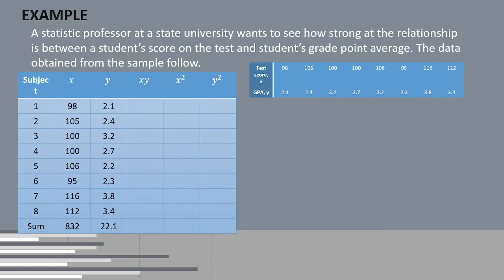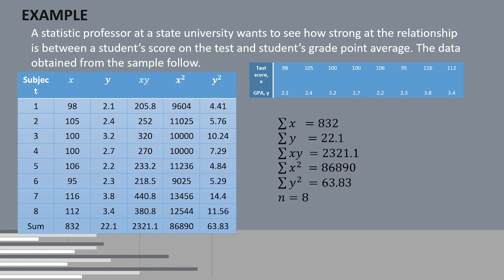This is also the example of our first subtopic for this chapter. The computed xy is this, x squared is this, and y squared is this. We know that the summation of x is equal to 832, the summation of y is equal to 22.1, the summation of xy is equal to 2321.1, the summation of x squared is equal to 86,890, the summation of y squared is equal to 63.83, and our n is equal to 8.